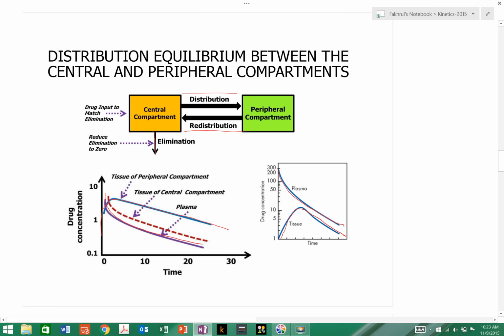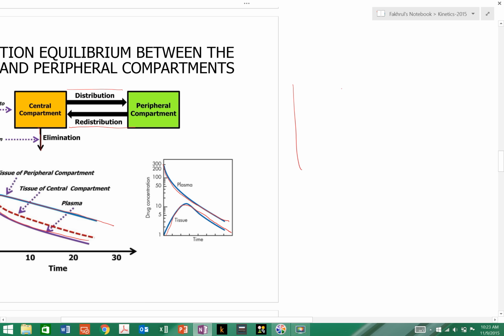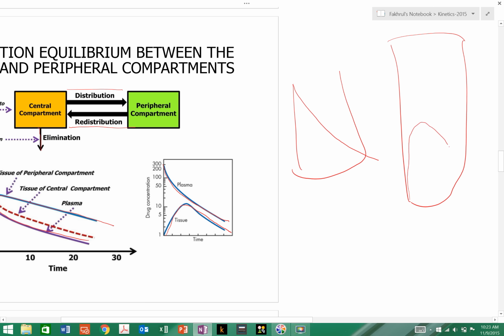Always remember the two compartments. If you think about two compartments, one is this and another is a bigger compartment, which is the tissue compartment. The plasma concentration always goes down like that because it is plasma, but the tissue compartment is initially going to increase a little bit and then will go down.